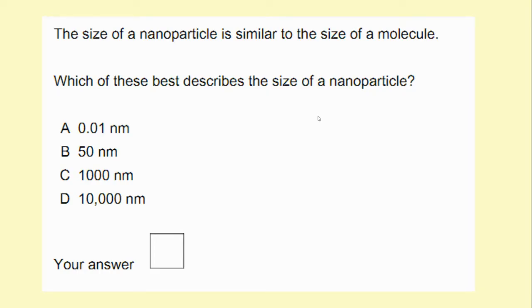So here's the typical exam question that you might meet. So the size of a nanoparticle is similar to the size of a molecule. Which of these best describes the size of a nanoparticle? So pause the video and based on what we said on the previous slide, try and answer this question. Okay, so hopefully you've chosen option B, because on the previous slide we said it was between 1 and 100 nanometers. So this is too small and these two are too big.